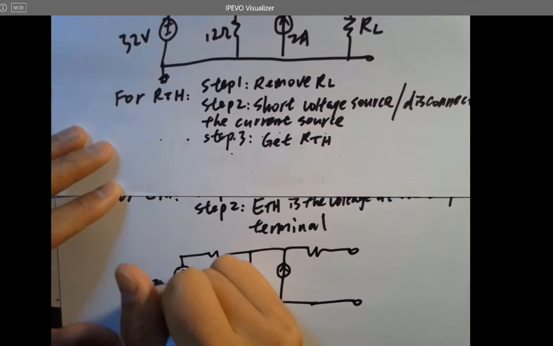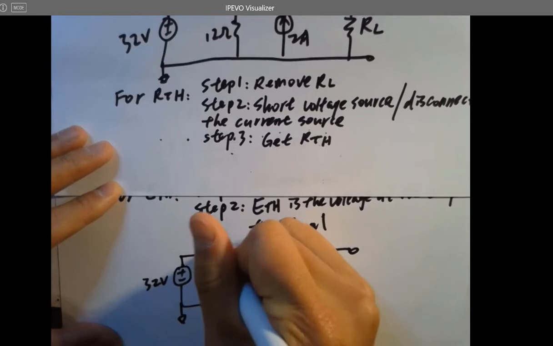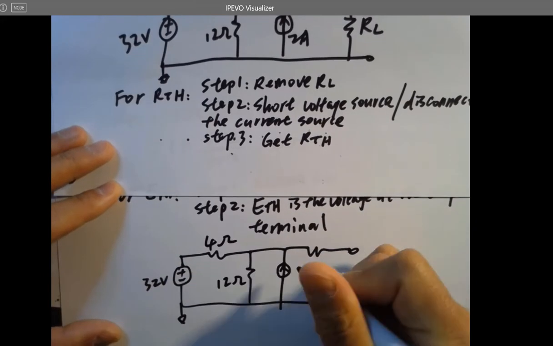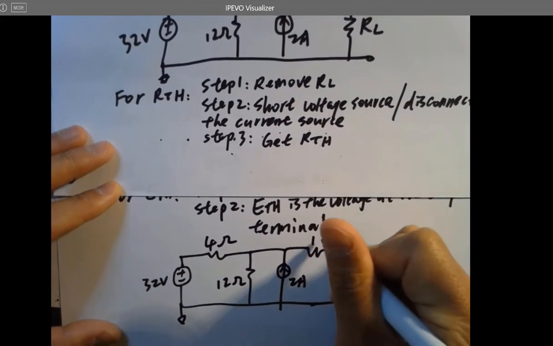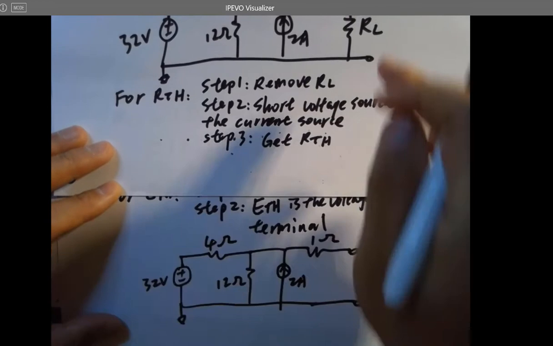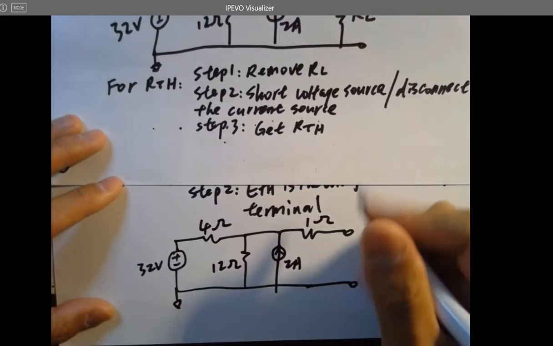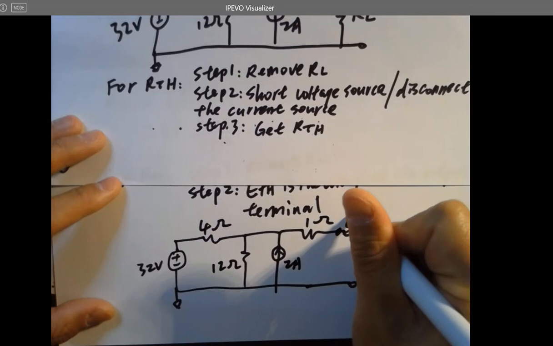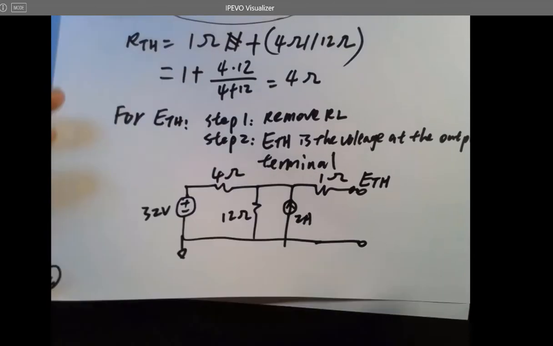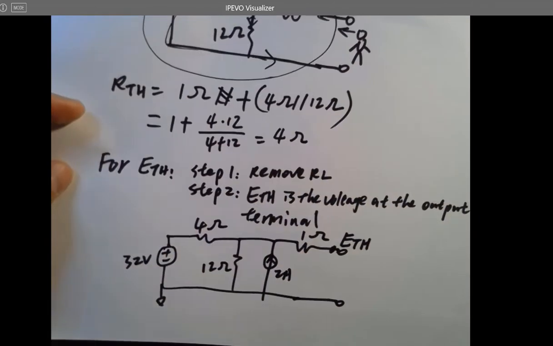So the circuit looks like this. This is 32 volts, this is ground, 4 ohms, 12 ohms, and 2 amps, and 1 ohm. And you have to remove the load resistor. And so this voltage here will be ETH. Okay. And now let's solve this circuit and try to find ETH from here.